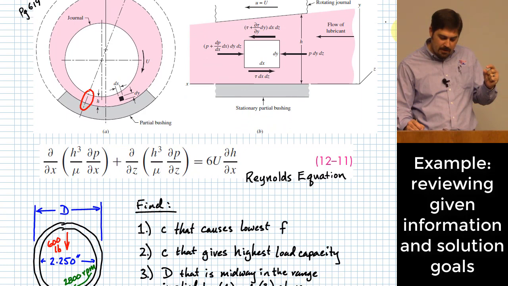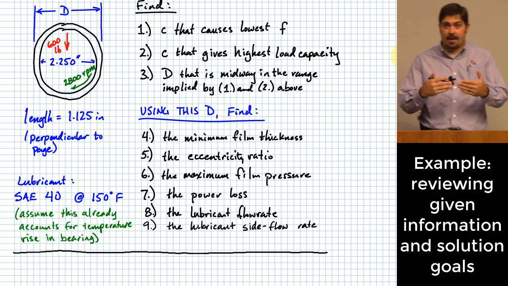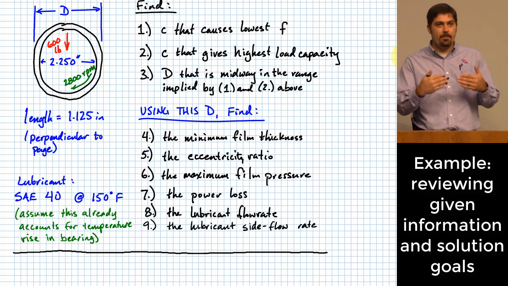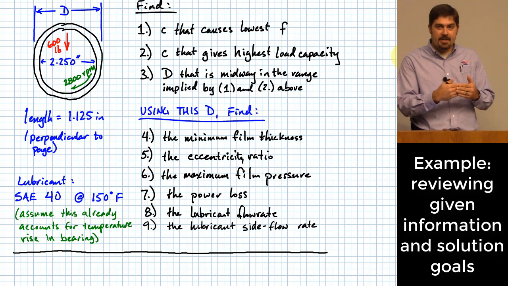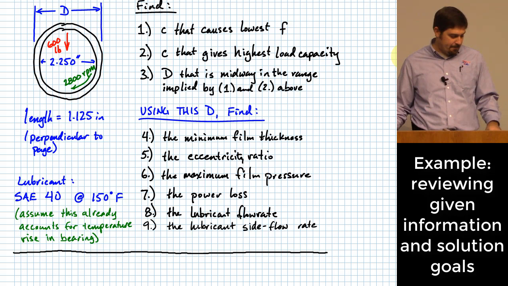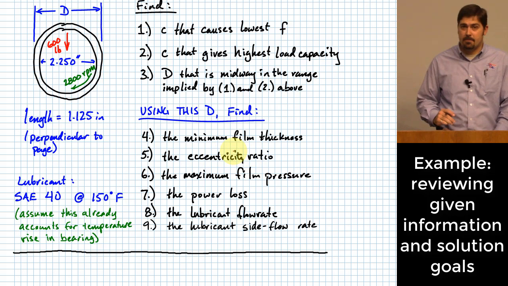You end up having a certain amount of contact between the journal and the bushing, and that basically sets up what they called unstable lubrication, and we saw that with that little chart. The reason for that is that if that lubricant got any thinner, it would cause more contact, which would cause more heat rise, which would cause more contact, and at some point you would end up burning something up. So that's why that number matters to us, that minimum film thickness.